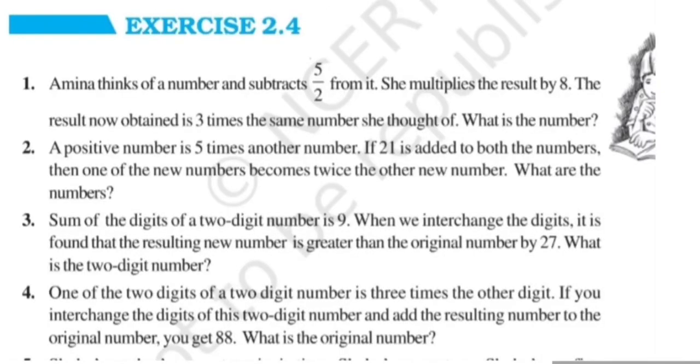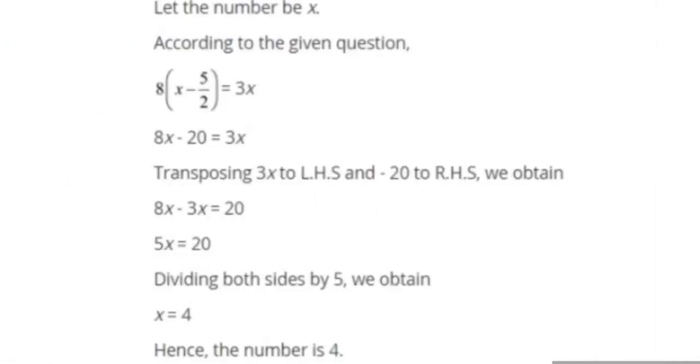Now the question number 1 is, Amina thinks of a number and subtracts 5 by 2 from it. She multiplies the result by 8. The result now obtained is 3 times the same number she thought of. What is the number? Let's see the solution. So first, let the number be x.